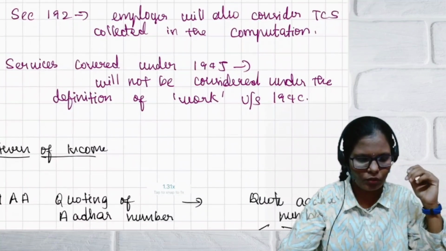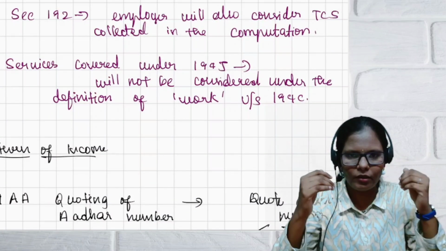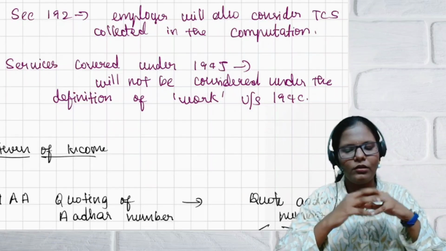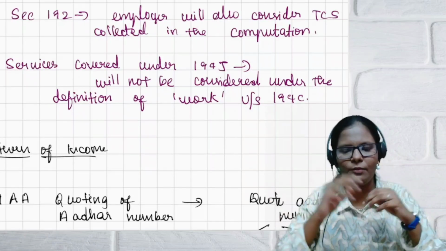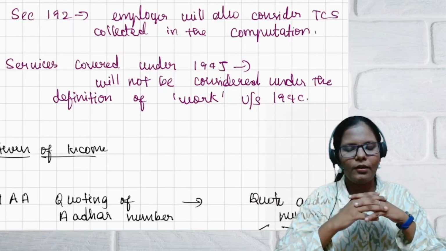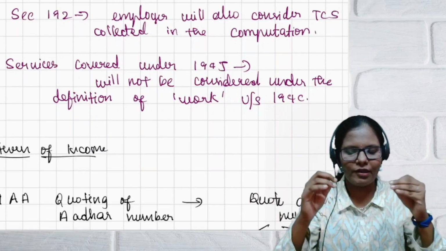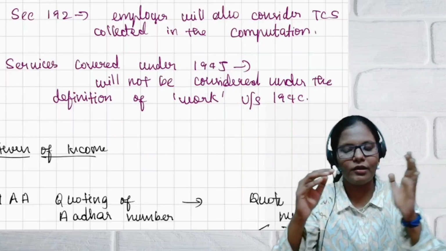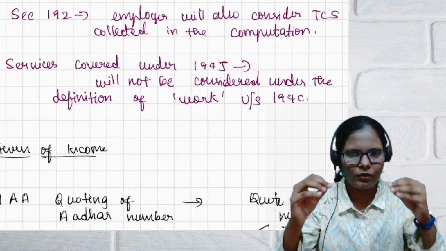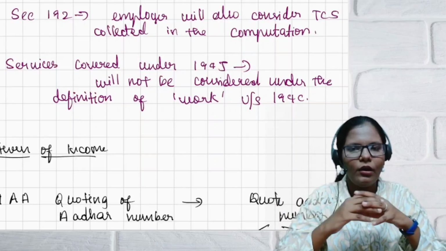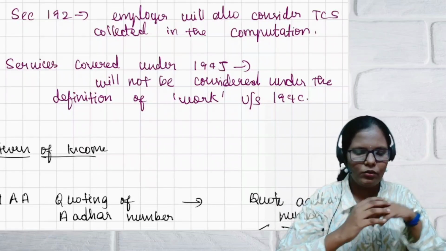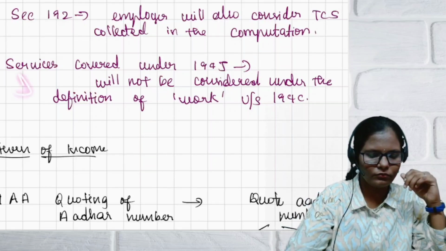Then one important line, services covered under 194J. 194J means professional services. This section will be applicable to professional persons. So any services in the professional category will not be considered under the definition of work under section 194C. So the definition of work under section 194C will not consider services provided by professionals. So this point should be remembered.